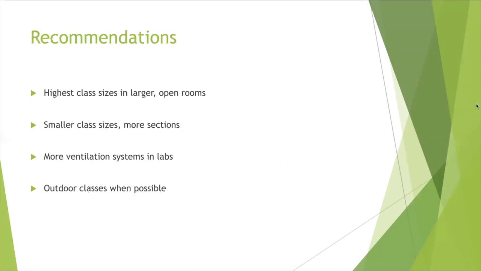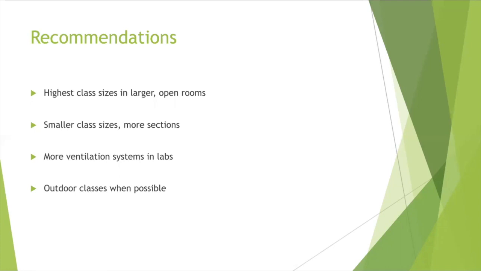Some recommendations for decreasing carbon dioxide levels while continuing in-person classes include placing the most populated classes in larger rooms that are more open and have more doors and windows with access to the outdoors. This would help to circulate the air in the classroom and keep rebreathed air concentrations low. Smaller class sizes should also be implemented, and more sections of each class should be created so that classrooms are not as concentrated.